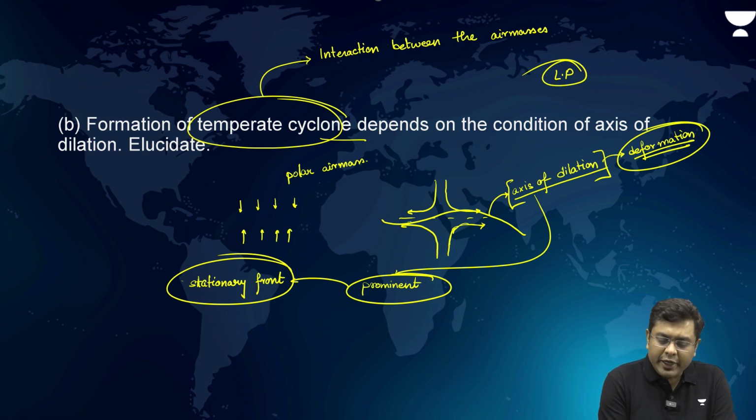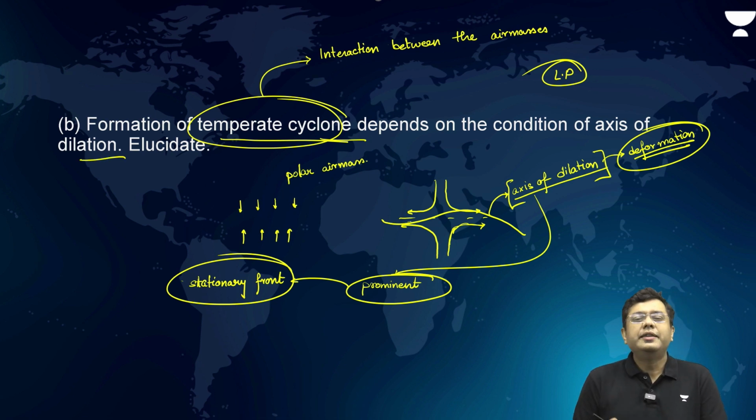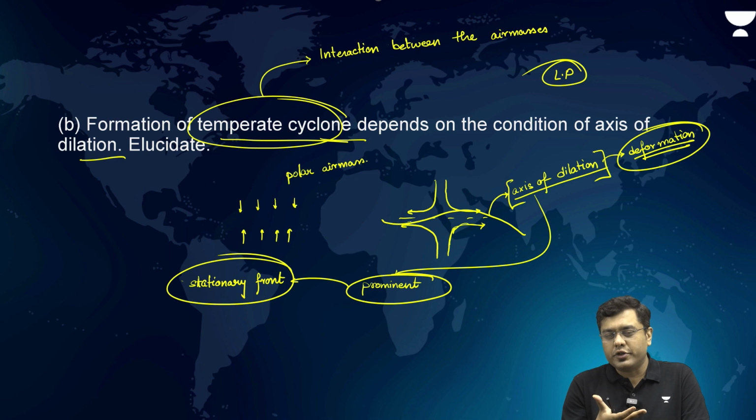So, here what did you have to write? First of all, you need to mention about the axis of dilation, that what is this axis of dilation. So, it is that zone where the air masses of differing properties, they end up meeting towards each other and there is a divergence which is caused. So, that ends up creating a situation of a stationary front. As long as that prevails, you will never have the formation of a temperate cyclone.